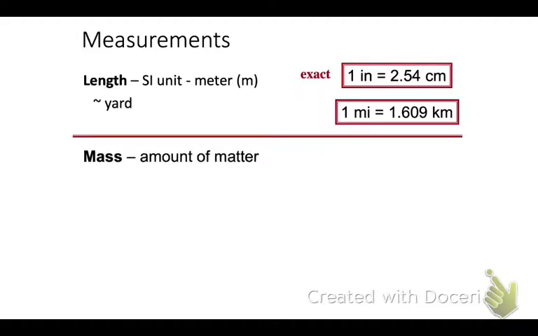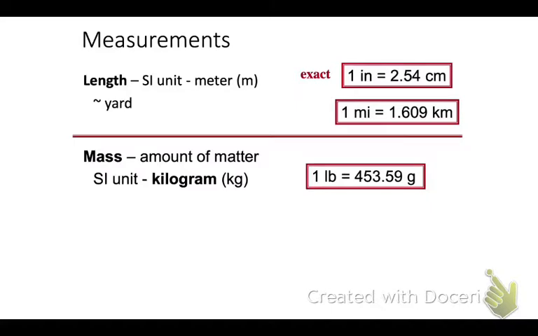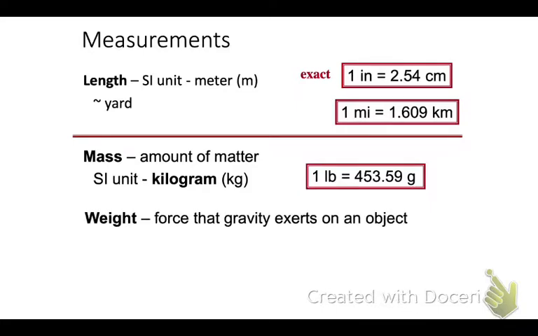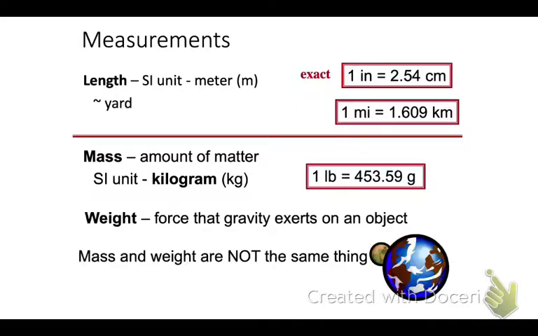Mass is the amount of matter. The SI unit is kilogram. You need to know the relationship between the pound and the gram. There are almost 454 grams in every pound. Weight is different from mass because weight is the force that gravity exerts on an object. So mass and weight are not the same thing, right? Mass is the amount of matter, but weight can change depending on the gravity.